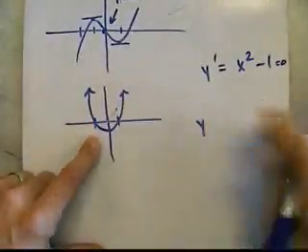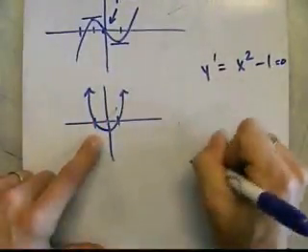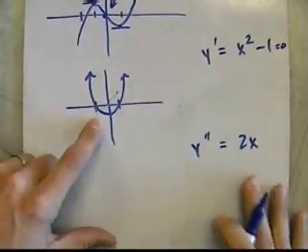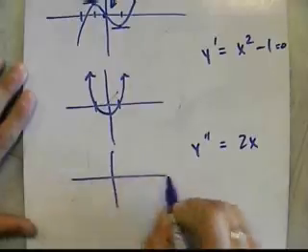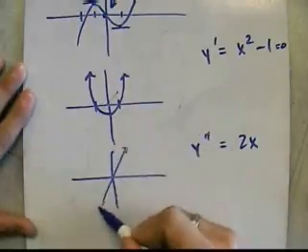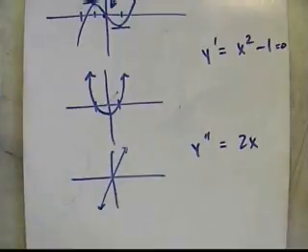Now let's say I took the derivative of this guy. Let's say I did the second derivative now. Write this down here a little bit. Second derivative, what would the second derivative be? 2x, okay, so 2x is my second derivative. If I were to graph that, that's just a line with a slope of 2, so my graph is going to look something like this. Okay, so that's the graph of the second derivative.